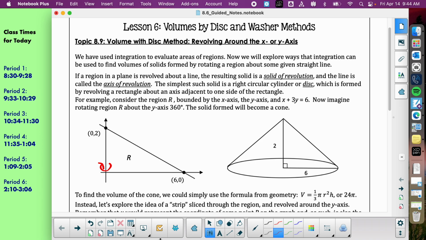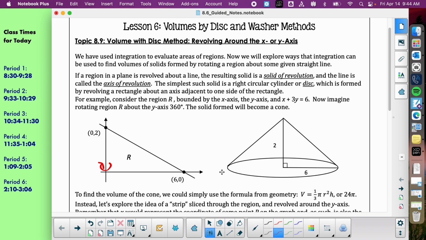So that triangular shape, the region R, was rotated left and right, and then it creates the cone to the right of it. I will always try to show the rotation somewhat like this so that you can at least try to picture it in your head.